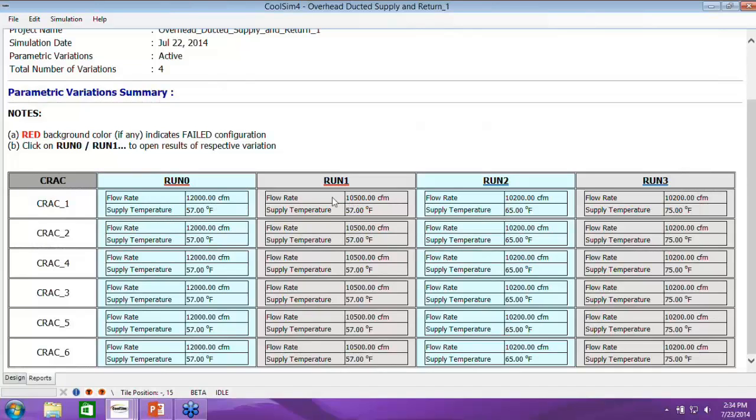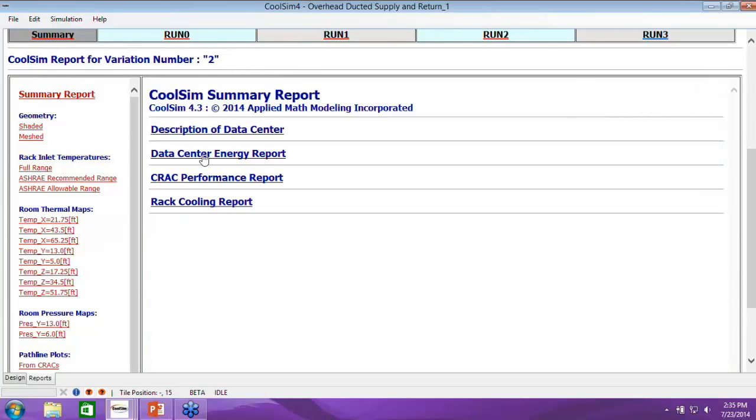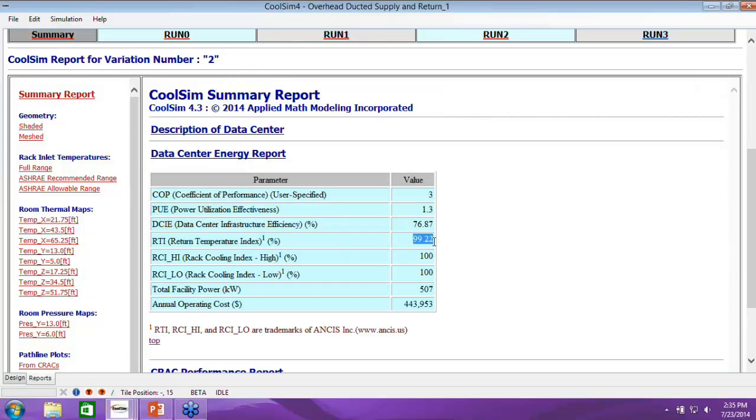Run 1, we started moving the flow rates down, okay, keeping temperature the same. And then in run 2, we go all the way to 10,200. Let's take a look at that one, Magnus. Because there, if we take a look at our summary report, and again we go for data center energy, look what we got, 99%. So we went from 84 to 99 by reducing supply error, and in this design, we got 100 and 100, both of them.